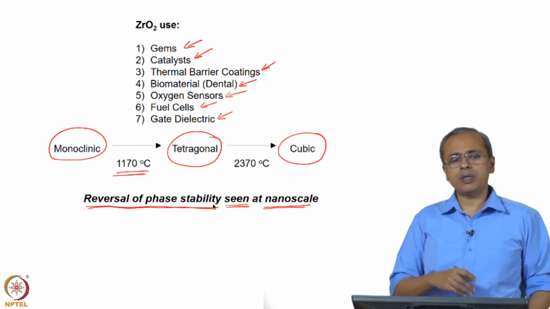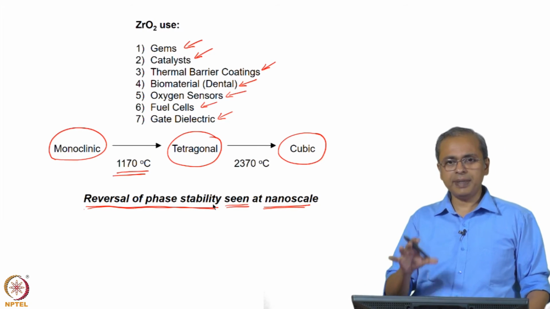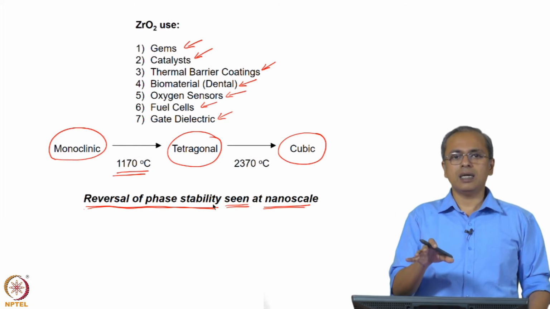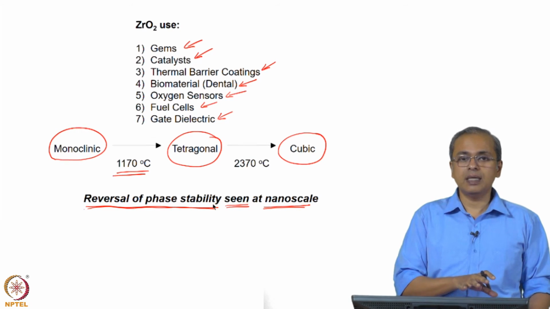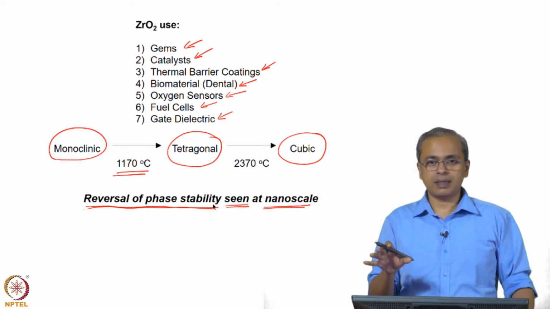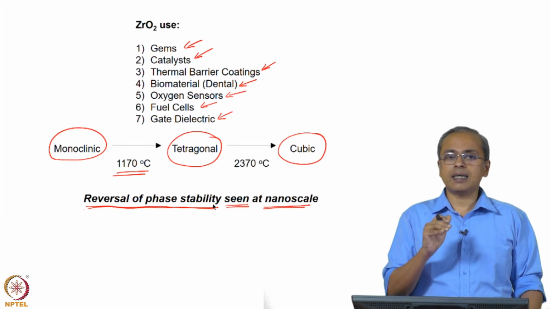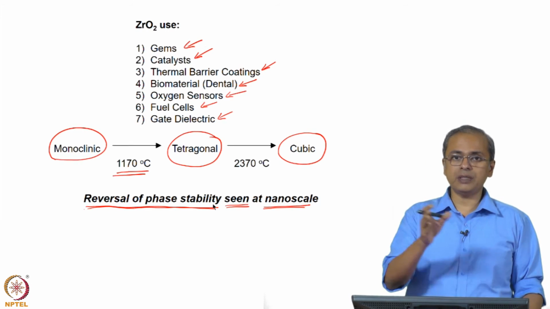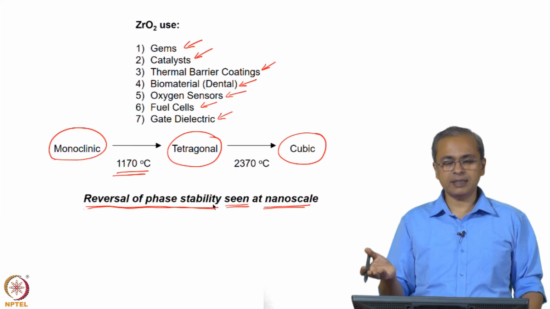So, this is very important. It may not seem like much, but what it means is that a different phase is now stable at room temperature, which you were not expecting it to be, and that is very important because the properties of the material change, because the phase has changed.